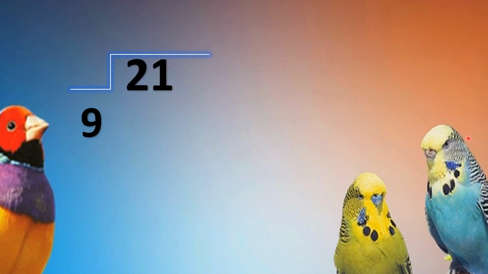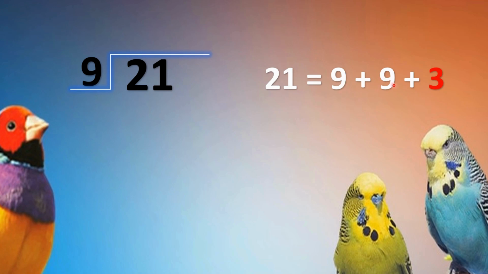Now we have 21 divided by 9. You always read the bigger number first. 21 divided by 9. I want to write 21 as 9 what? 9 plus 9 will give us 18. And if we add 3 to 18, that will give us 21. So do you see the pattern here? So now we can write 9. How many 9s do we have here? Excellent, 2.